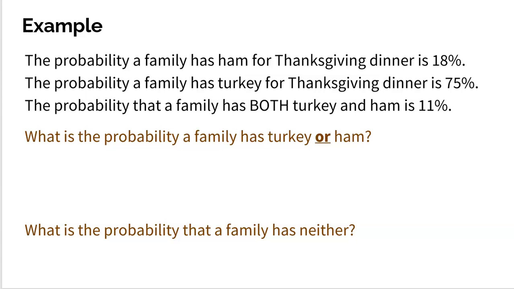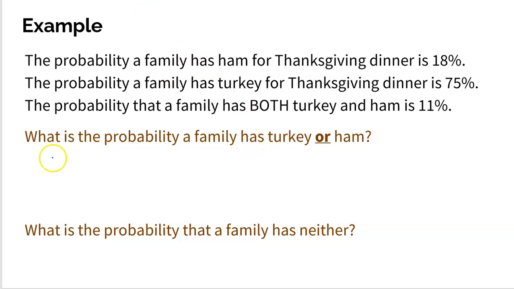Probability that a family has ham for Thanksgiving is 18%. What does that mean? That means if we were to look at many houses, in the long run, 18% of all houses have ham on their table at Thanksgiving. 75% have turkey. So if we look at many houses, of all the houses we look at, 75% have turkey on their table. But guess what? Some have both. 11% of houses have both turkey and a ham sitting on their table.